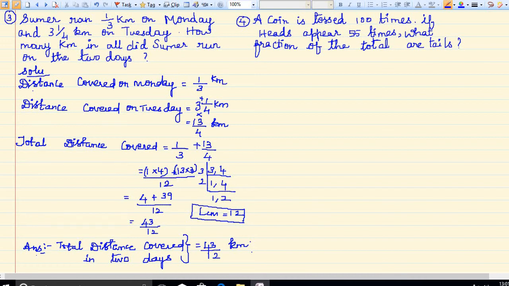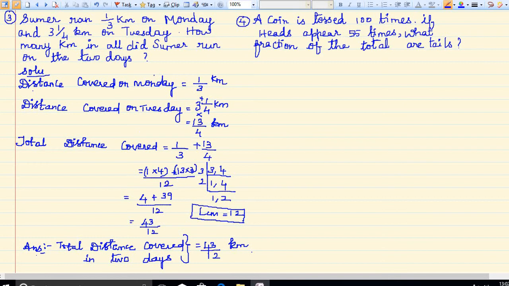Now, a coin is tossed 100 times. If it appears 55 times, what fraction of the total are tails? So, a coin has two faces. One is a head and another one is a tail. So, the head appears 55 times. So, I am going to find out in 2 steps. The first step, how many tails appear I am going to find out, and the fraction of the total for tails that I have to write.